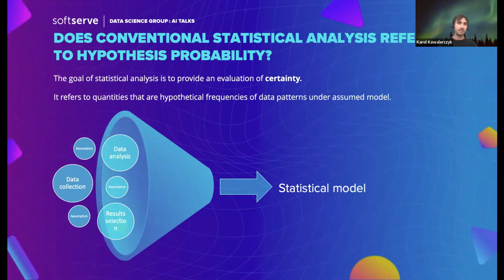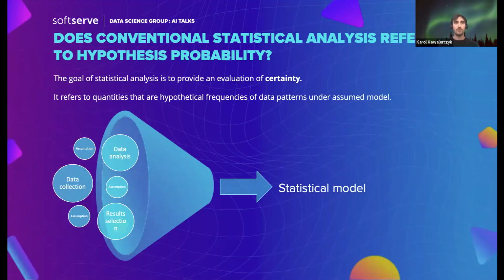So this is going to be a bit of a hard sentence, I would say. It refers to quantities that are hypothetical frequencies of data patterns under an assumed model. Let's think about what it means actually. So the first and one of the most important parts is that the hypothesis comes first, and not only the hypothesis, the assumed model. So our whole way of thinking in statistical testing comes first. We assume it's true, and then we check that in case that is true, we run an experiment, we get the data, and we see how that data fits our model.